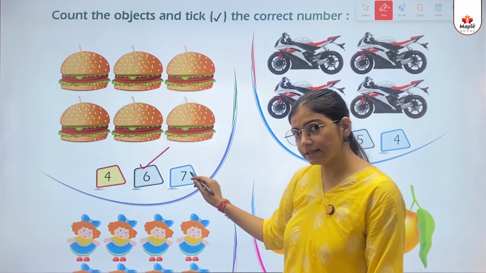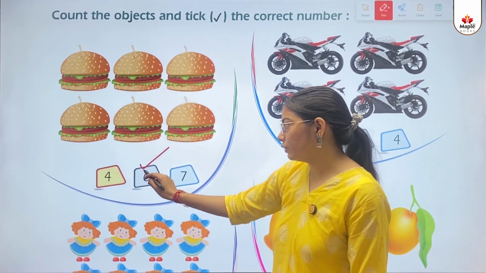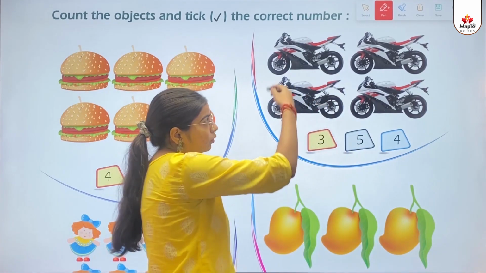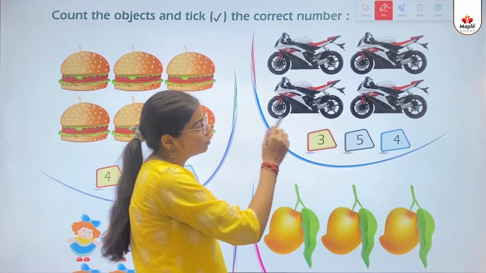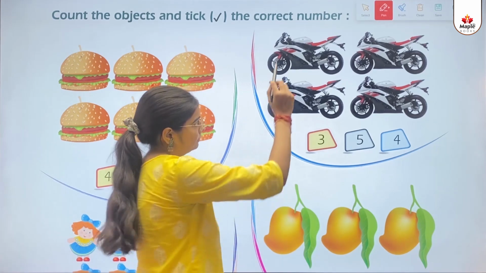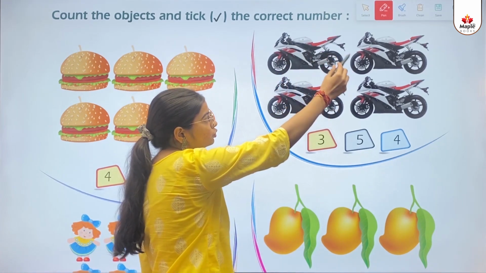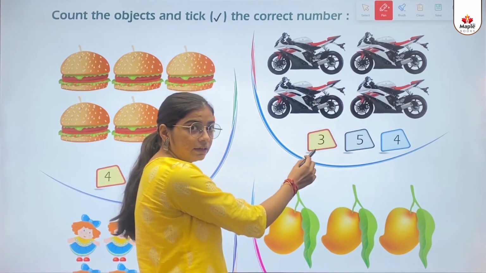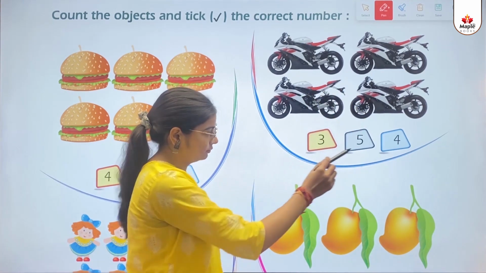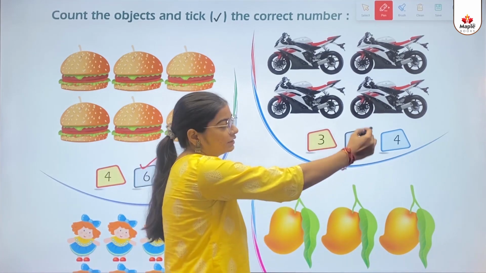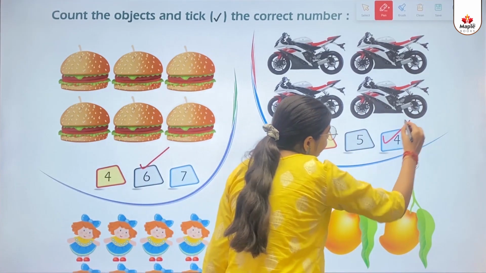Or what is this? This is 7. So we will tick on 6. Next, what is given here? These are motorbikes. How many motorbikes are there? We will count. 1, 2, 3, 4. This is 3. 5. No. 4. 4 is the correct one.